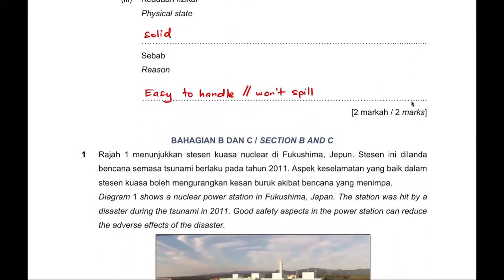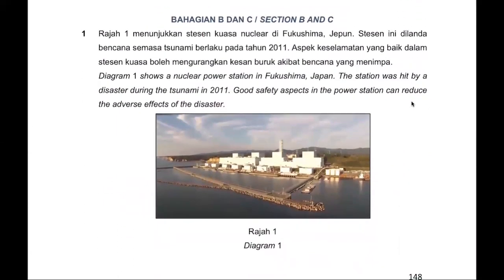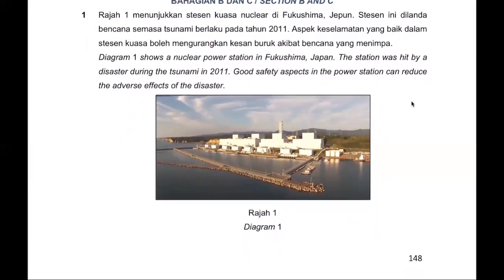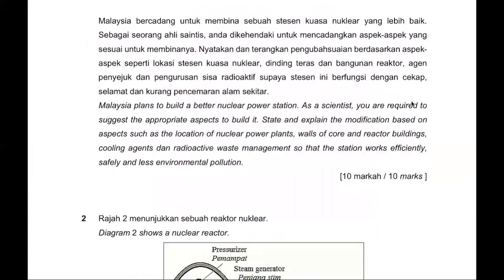Okay, so let's move on to section B and C. Diagram 1 shows a nuclear power station in Fukushima, Japan. The station was hit by a disaster during the tsunami in 2011. Good safety aspects in the power station can reduce the adverse effects of the disaster. Now, Malaysia plans to build a better nuclear power station. As a scientist, you are required to suggest the appropriate aspects to build it. State and explain the modification based on aspects, such as the location of the nuclear power plants.